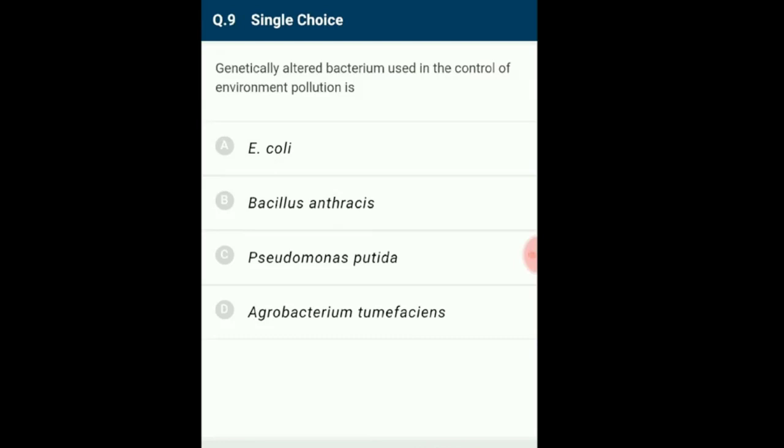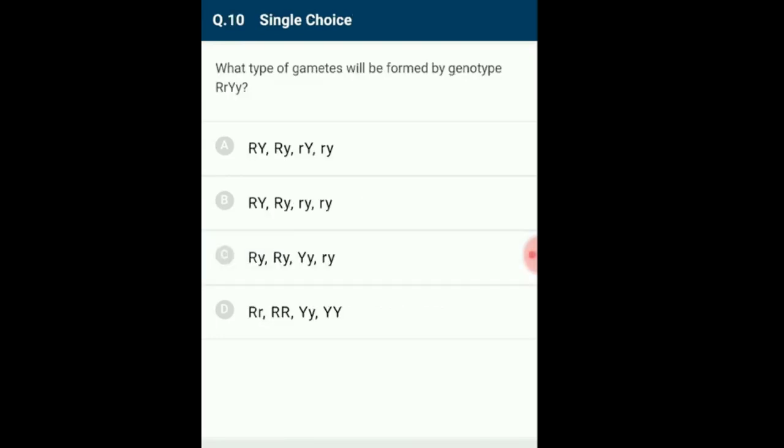Question number 9. Genetically altered bacterium used in control of environmental pollution is Pseudomonas putida, which cleans oil spills and is used as bioremediation for environmental pollution. It has been genetically modified to increase the rate of breakdown of long chain hydrocarbons and was named as superbug. So the answer is option C, Pseudomonas putida.